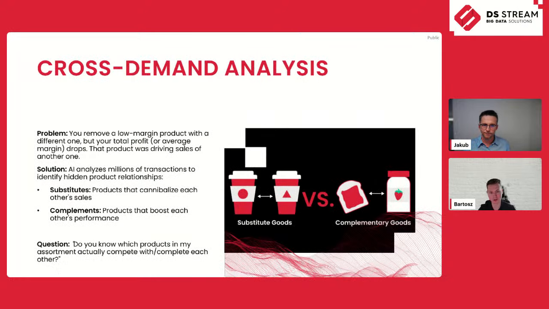Yeah, thank you. And here is a common problem. You remove one product from the shelf and sales for another product fall. So I'm wondering, is Gen AI capable and able to find these hidden links between products?